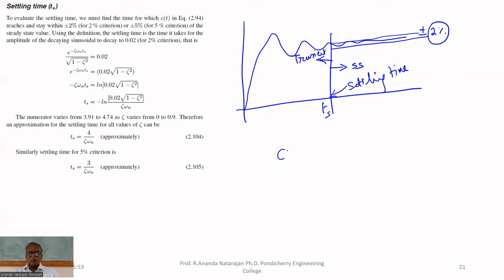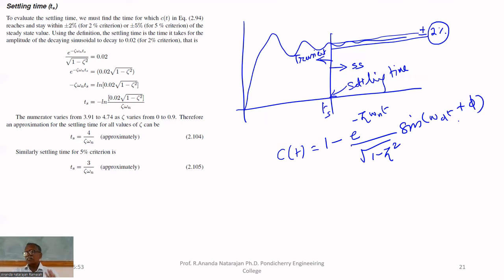C of t equals what? We have to understand from C of t. C of t equals 1 minus e power minus zeta omega n t upon square root of 1 minus zeta square times sine of omega d t plus phi. This is the expression for C of t. Here, let us assume that finally it settles at 1. It means this part becomes 0.